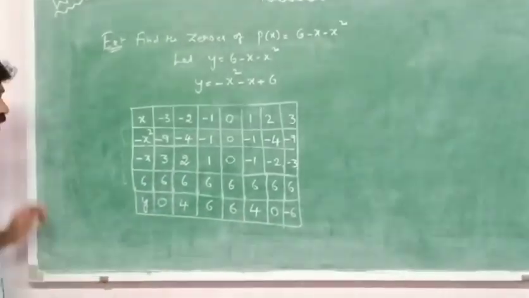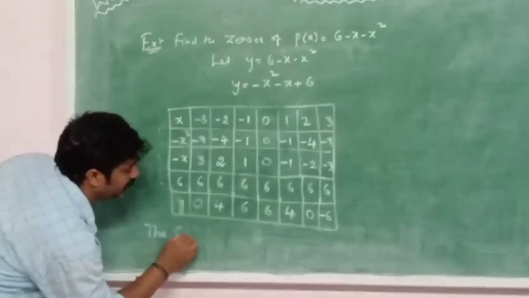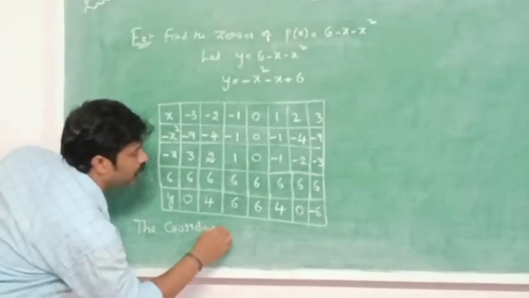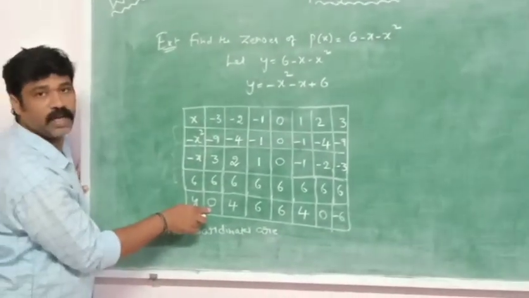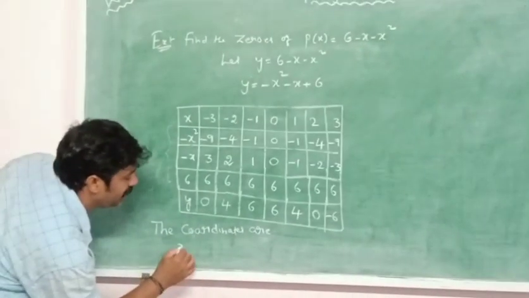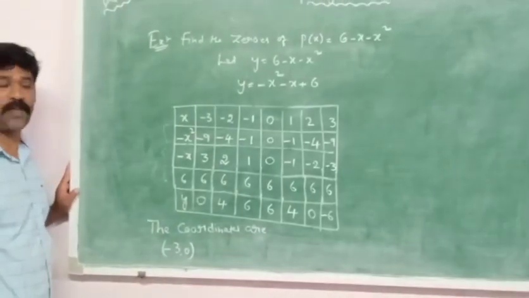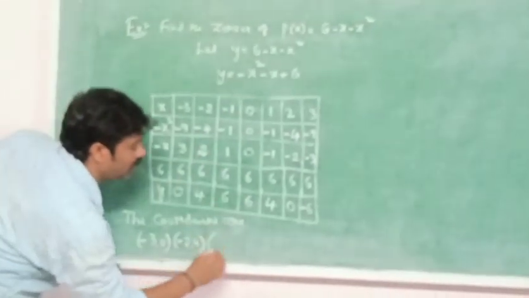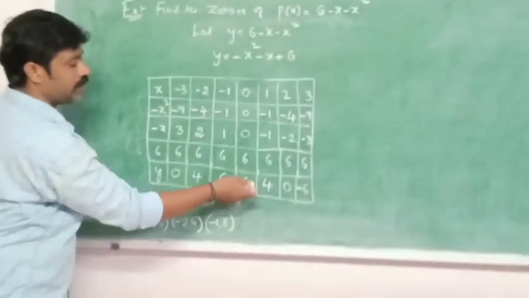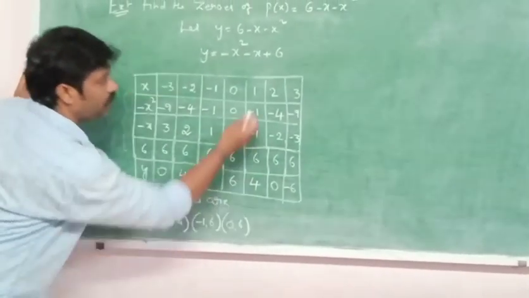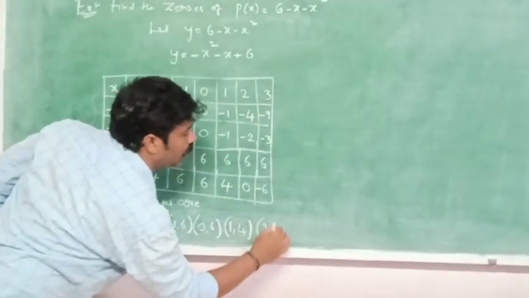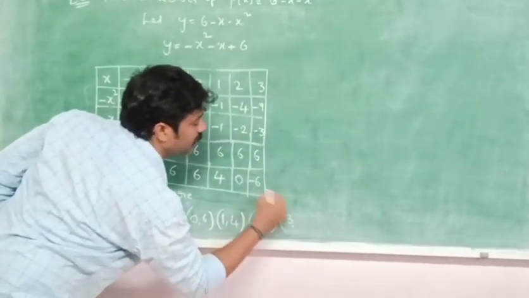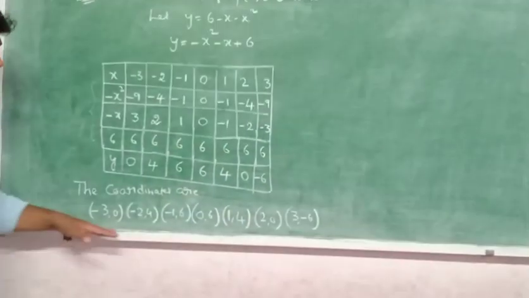And if you write them as ordered pairs, the coordinates we will get are: x is equal to minus 3, then y value is 0, so we can write it as minus 3 comma 0. Similarly, minus 2 comma 4, then minus 1 comma 6, then 0 comma 6. After that, 1 comma 4, then 2 comma 0. And finally, if you take x as 3, then you get y as minus 6. So these are the coordinates we got.